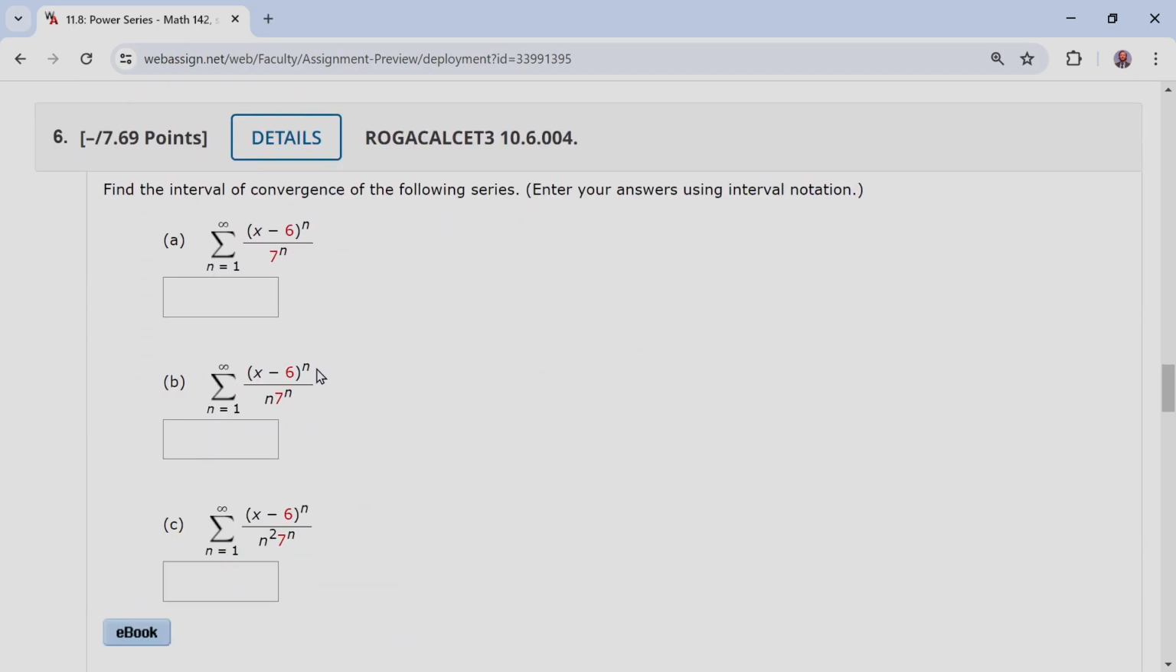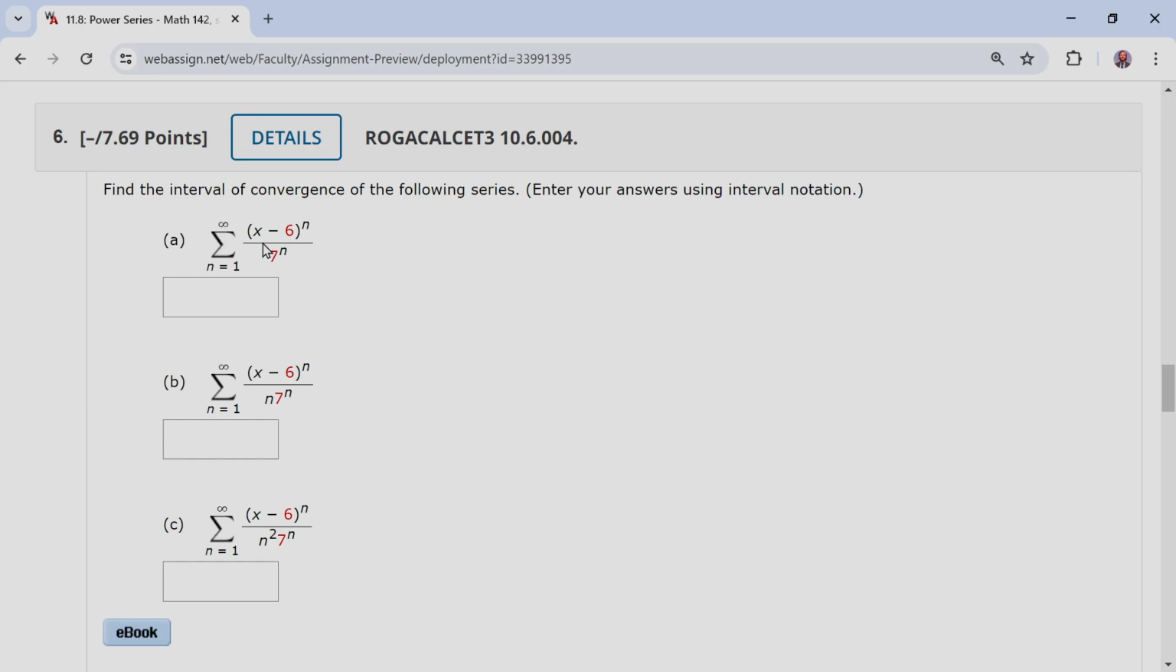What do we got here? We got 3 examples, each centered at x equals 6. So each of these intervals of convergence are going to be centered at x equals 6. In the first case, I believe your radius of convergence is going to be 7. And so that means your interval, if it's centered at 6 and it's 7 units in either direction, is going to go between -1 and 13.